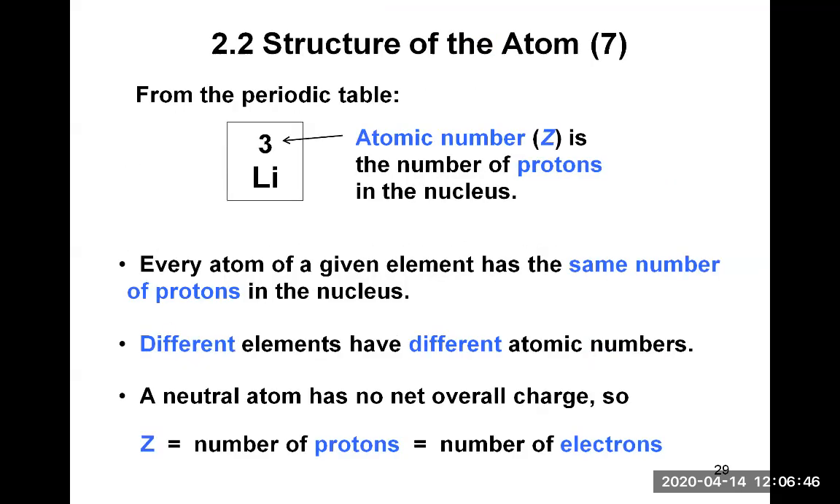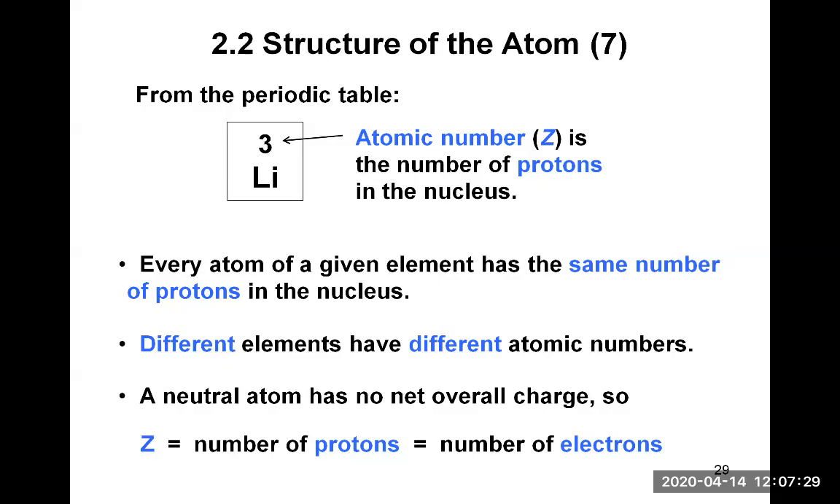So from the periodic table, if you have your periodic table, take it out. It's necessary here. If you look, there is always a number above the symbol for each element. And that number is called the atomic number. The symbol for that atomic number is Z. And Z, the atomic number, represents the number of protons in the nucleus for that atom. So in the example shown here, lithium has 3 protons in its nucleus because of its atomic number being 3.